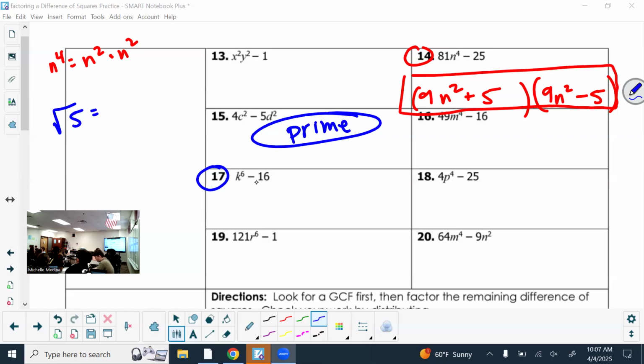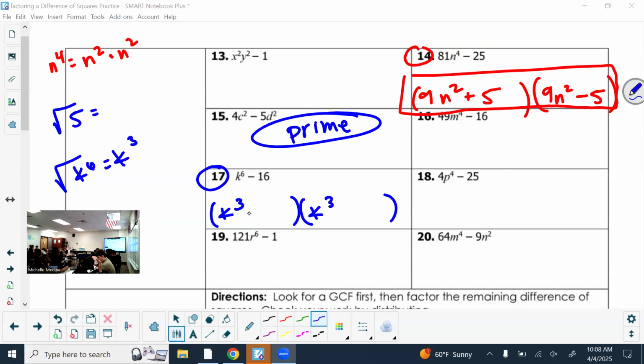Is it a difference? And are they perfect squares? So then you can factor it using that method. What's the square root of k to the 6th power? K cubed. K to the 3rd power times k to the 3rd power will give us k to the 6th power. So basically just divide that exponent by 2, and that'll give you what it has to be to multiply by itself.